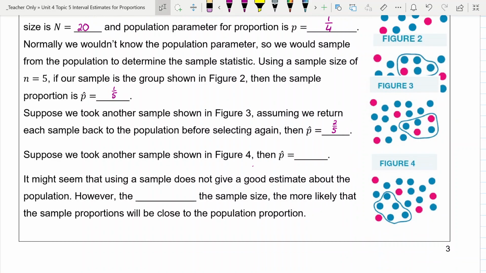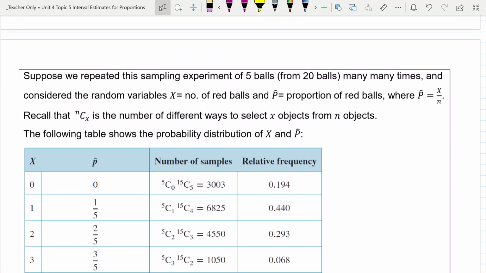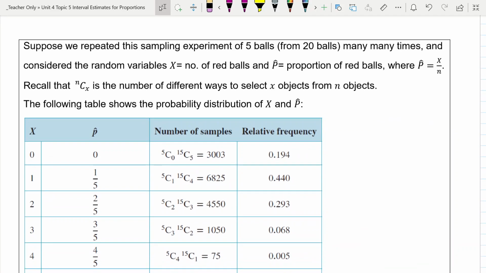Now we take another sample. Every time we put the balls back. Here you can see there aren't any red balls, so our sample proportion is 0. Now, it might seem that using a sample doesn't give you a good estimate about our population, but as we get a larger and larger sample size, the closer we will be getting to the actual population proportion.